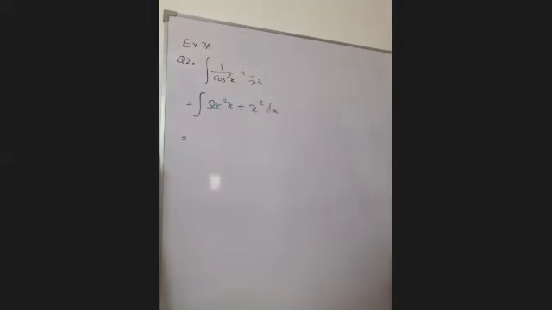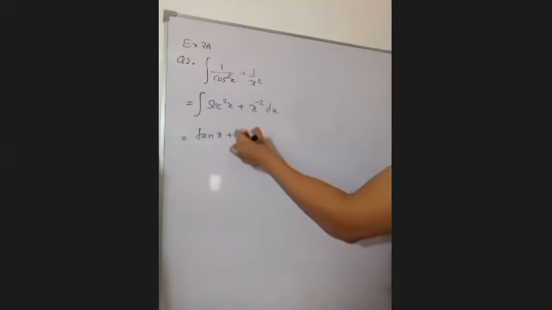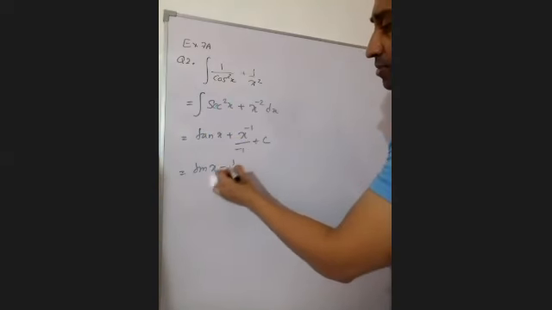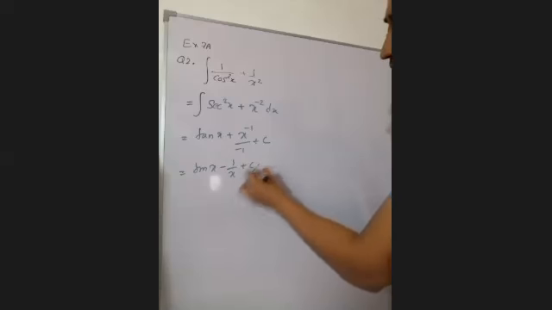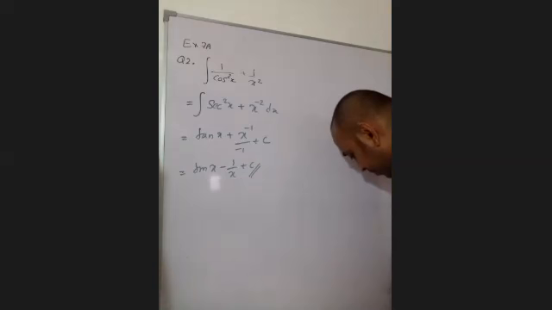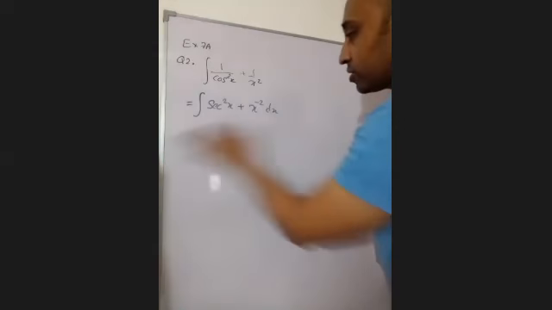Then the sec squared integration. What is the sec squared integration? That is tan x, plus x to the power minus 2 integration is x to the power minus 1 over minus 1, plus c. So the answer is tan x minus 1 over x plus c, which is the final answer for this. That is the way of doing this question. Okay, let's move to the next question.